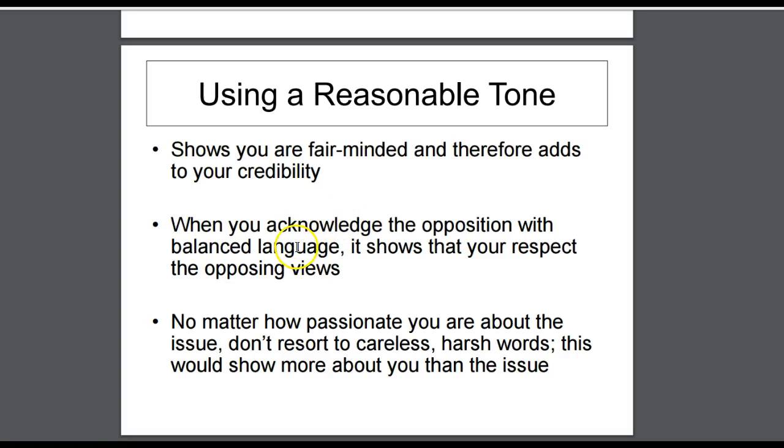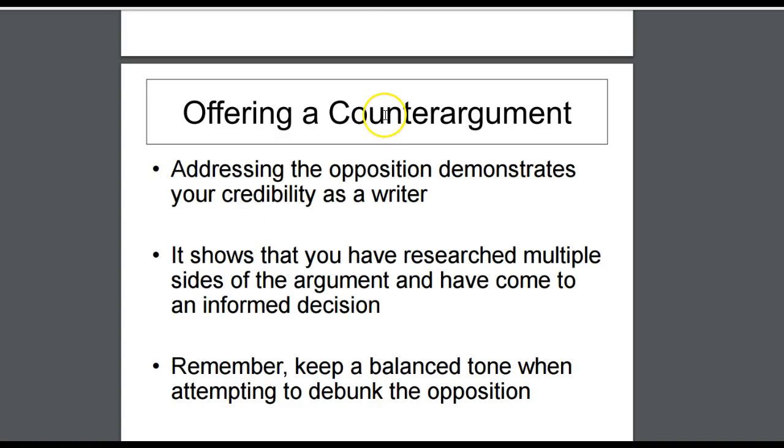And then here, again, respect the opposing views. And then down here, don't use nasty words, don't attack anything personally. You can be passionate without using harsh words. Why have a counter argument? It lets your reader know that you are a credible writer, that you've looked at all sides of the argument, that you're well researched. And then here again, keep a balanced tone when you debunk or refute the opposition's points.